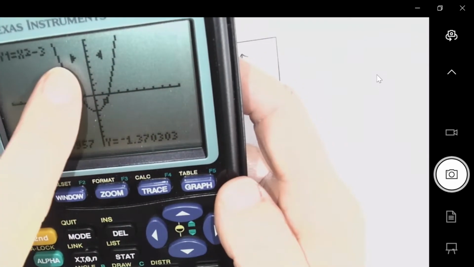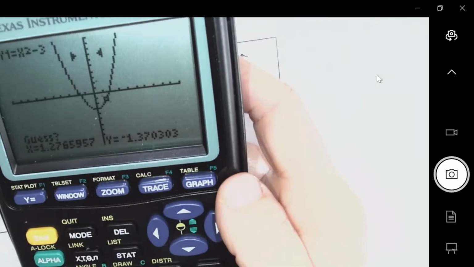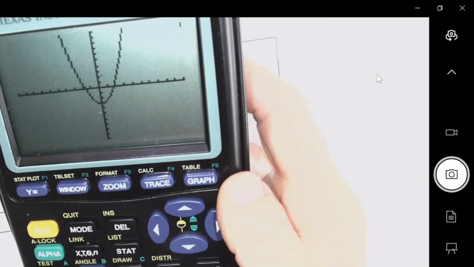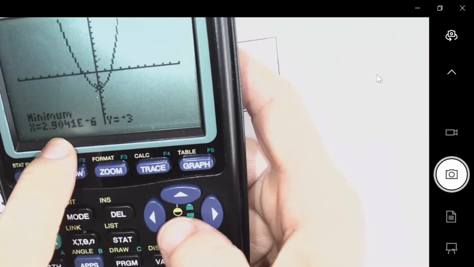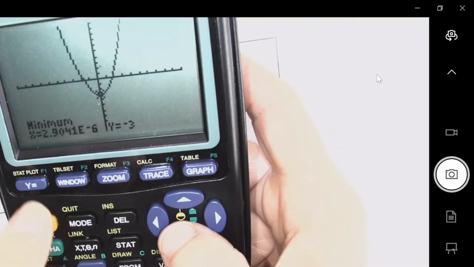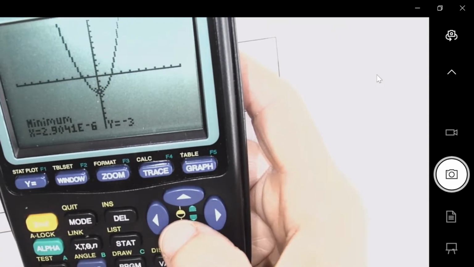So look at what I did. I said calculator. It's between here and here. Enter. And it gave me, this is essentially 0, -3. Sometimes, I don't know why, it just doesn't give exactly zeros, but.